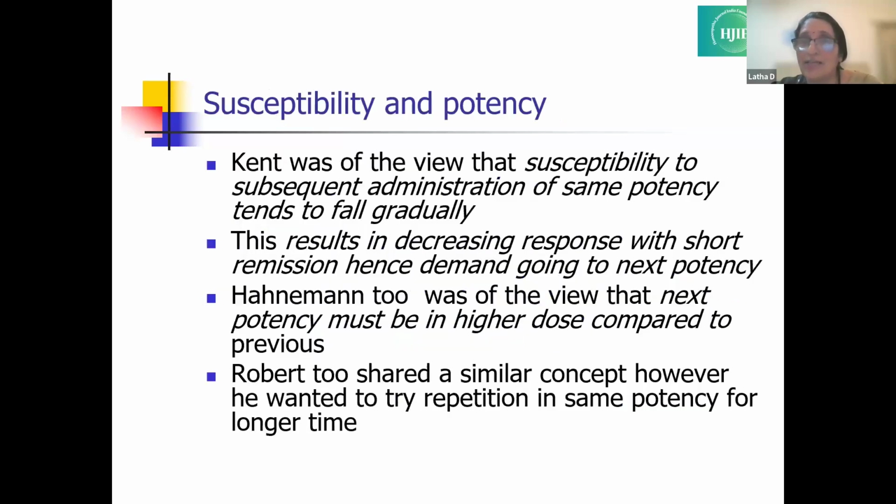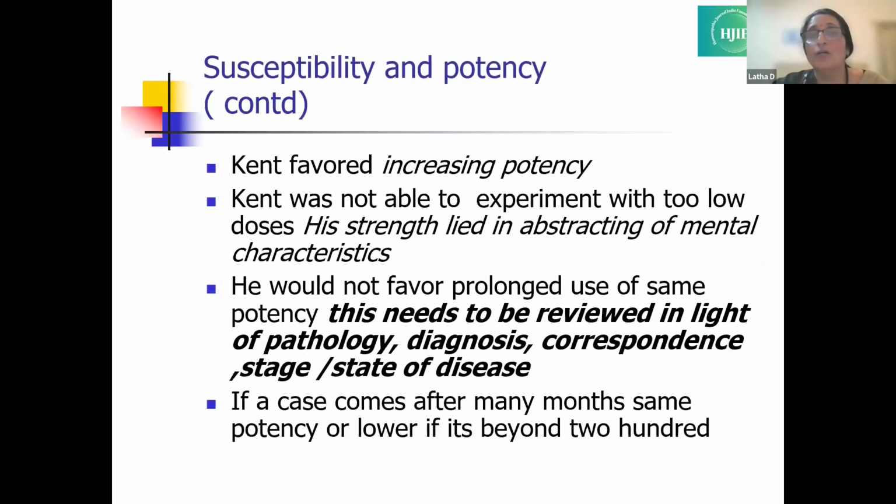How do our masters like Kent approach this? Kent was very clear that one potency will hold for a patient only for some period of time, because the susceptibility to subsequent administration of the potency will continuously keep falling. As a result, he introduced the concept of multiple potencies to be used, and even Hahnemann was of the opinion that the potency must always go higher compared to the previous one. What Kent called this was the octave potencies. He would not favor using the same potency for a very long time.